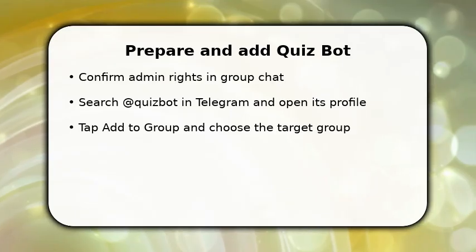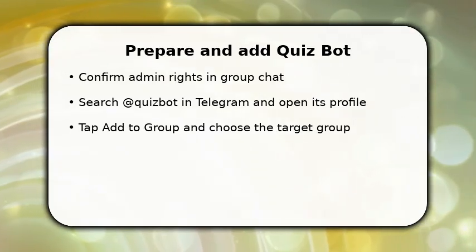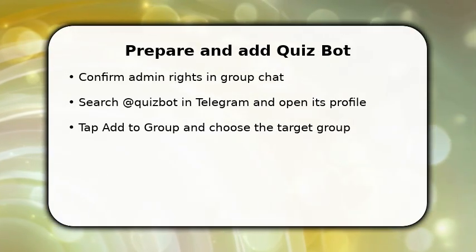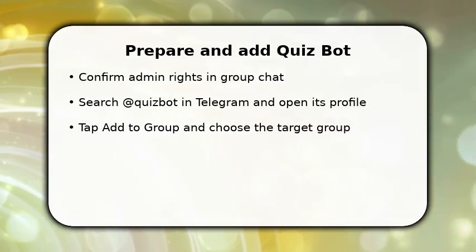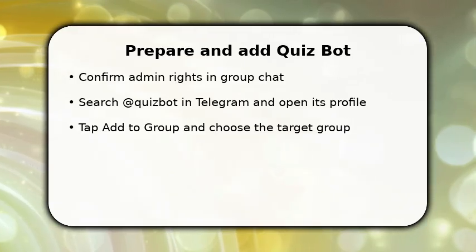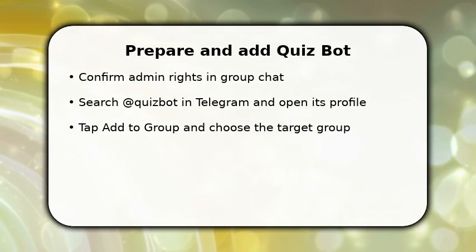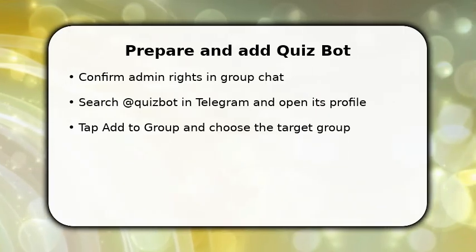You start by making sure you have admin privileges in the group. This lets you add and configure bots. Next, find QuizBot in Telegram and open its profile so you can interact. Once done, tap Add to Group and select the group where you want quizzes. This immediately links the bot to your space.